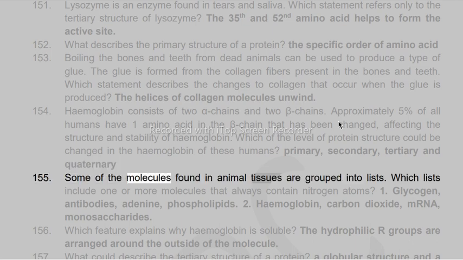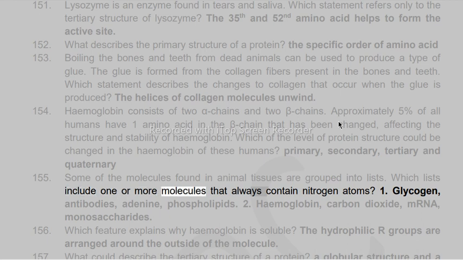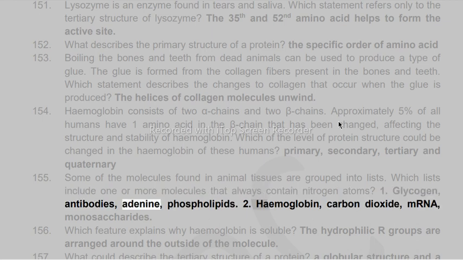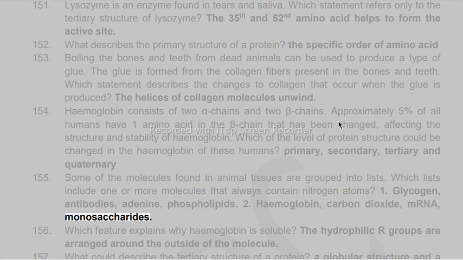155. Some of the molecules found in animal tissues are grouped into lists. Which lists include one or more molecules that always contain nitrogen atoms? 1. Glycogen, antibodies, adenine, phospholipids. 2. Hemoglobin, carbon dioxide, mRNA, monosaccharides.